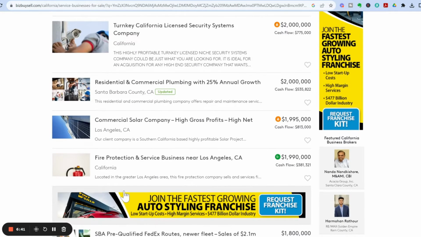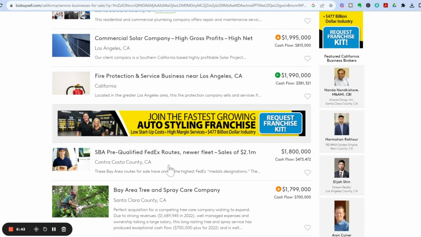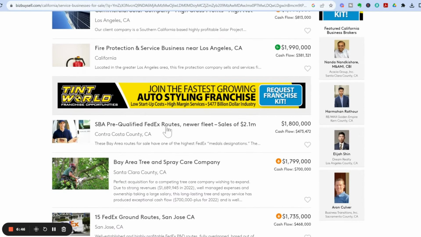Commercial solar company, high gross profits, fire protection service business, SBA pre-qualified, FedEx routes, newer fleet. Okay, I like the fact that it's SBA pre-qualified or pre-approved. I know with FedEx routes, a lot of lenders are actually getting out of that industry niche because it's kind of a single point of failure. If FedEx stops doing business with you and they're your one customer, then you're out of business. So FedEx routes are just not worth their salt.